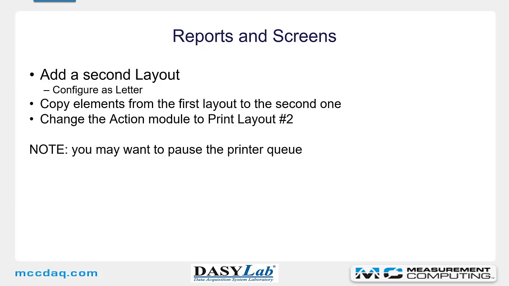So when I add a second layout, I'm going to configure it as letter rather than screen. I'm going to copy elements from the first layout to the second one. I am going to arrange it in portrait mode rather than landscape mode. And I need to go back to the worksheet view to change the action module to print layout number 2 rather than layout 1. If you haven't noticed, if you're printing directly to your own printer queue, you may want to pause your printer queue while you get it working, especially if you're using a shared printer with other people.